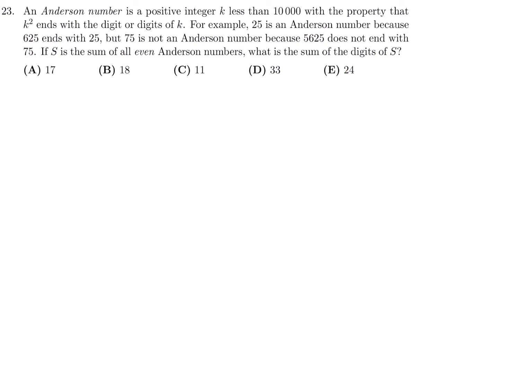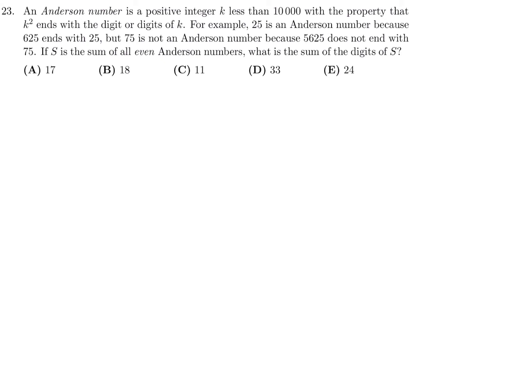An Anderson number is a positive integer k less than 10,000 with the property that k squared ends with the digit or digits of k. For example, 25 is an Anderson number because 625 ends with 25. But 75 is not an Anderson number because 5625 does not end with 75. If S is the sum of all even Anderson numbers, what is the sum of the digits of S?